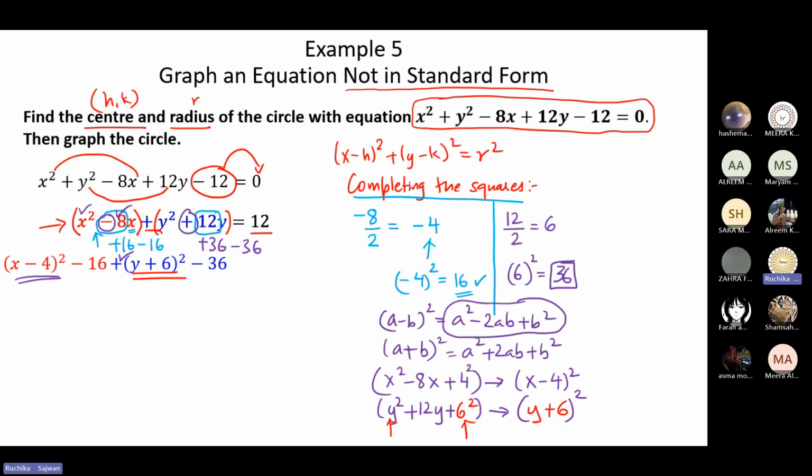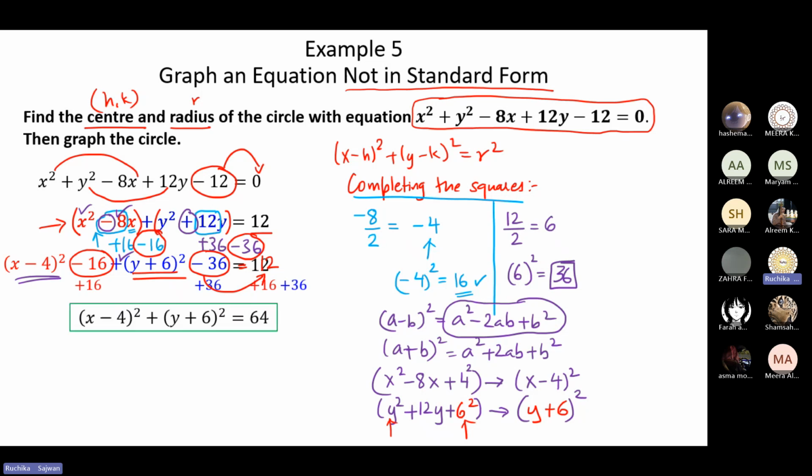Now what is left here? Minus 16. What is left here? Minus 36. So this minus 16 and this minus 36, I will move to the right side. Why will I move? Because I already have a 12 there with which I can combine these numbers, right? So can I say now I have got my standard form? Standard form is coming from these two values. So x minus 4 whole square plus y plus 6 whole square equals 64.